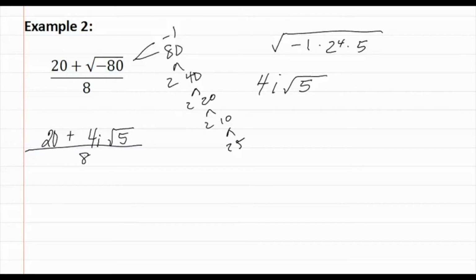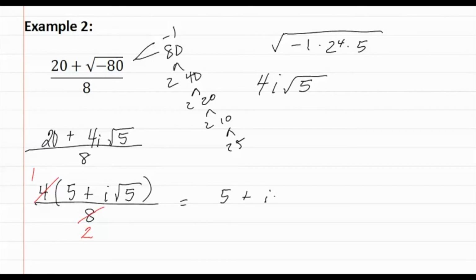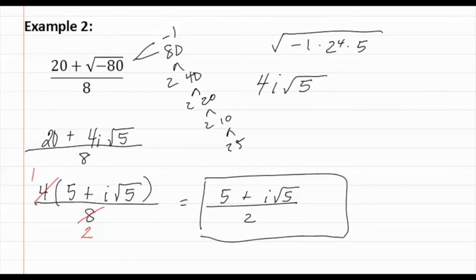Now we need to reduce, so we factor out whatever we can in the numerator. In this case, that's a 4, which leaves us with 5 plus i root 5, because once again we don't need a 1 in front of i, just like we don't need a 1 in front of an x, over 8. We can now divide out the 4. 4 goes into 4 once, 4 goes into 8 twice. This gives us 5 plus i root 5 over 2, which is our final answer.